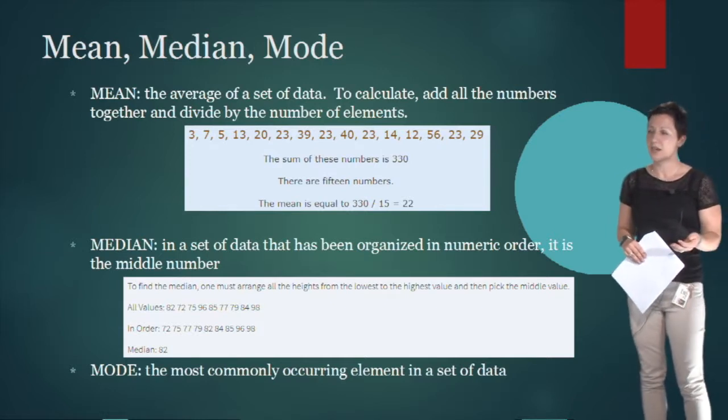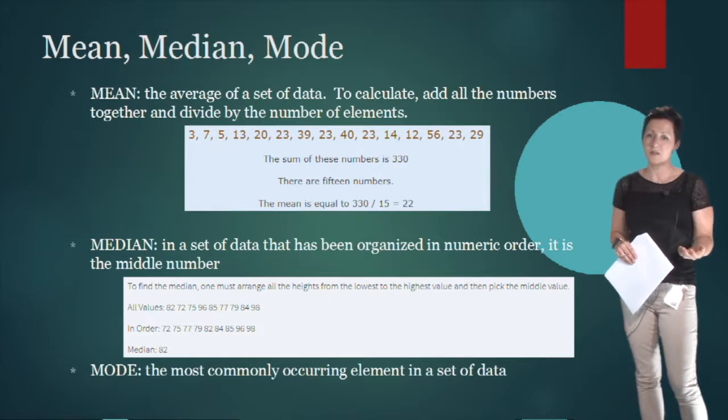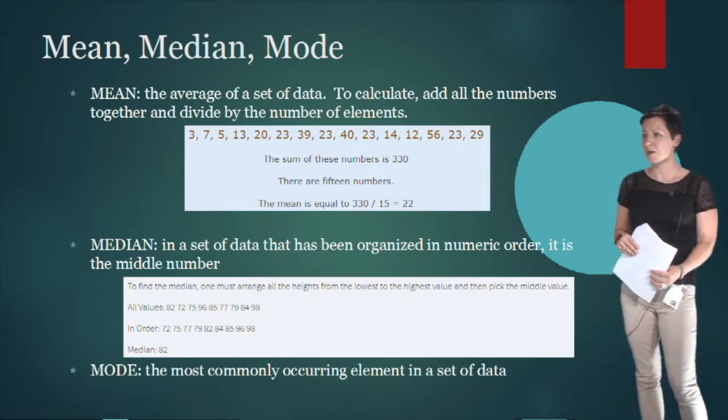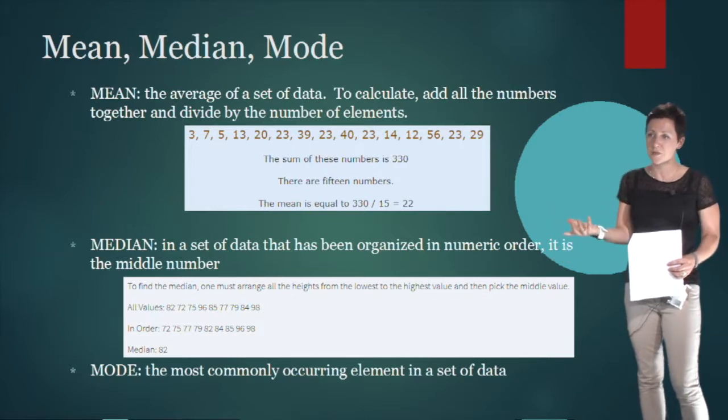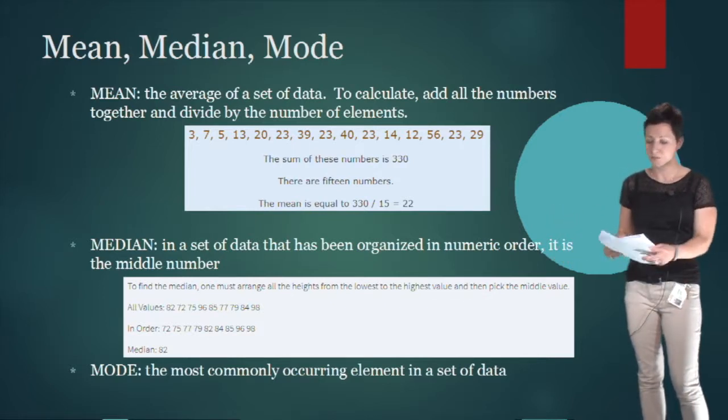Now, the mode is going to be the one that occurs the most often. It's okay to have more than one mode. So if you have the same number that shows up 3 times, or you have 2 different numbers that show up 3 times, both of those could be your mode.